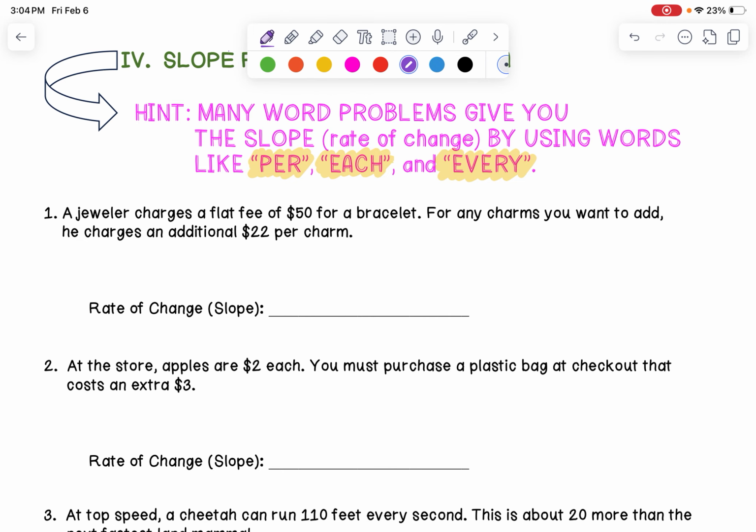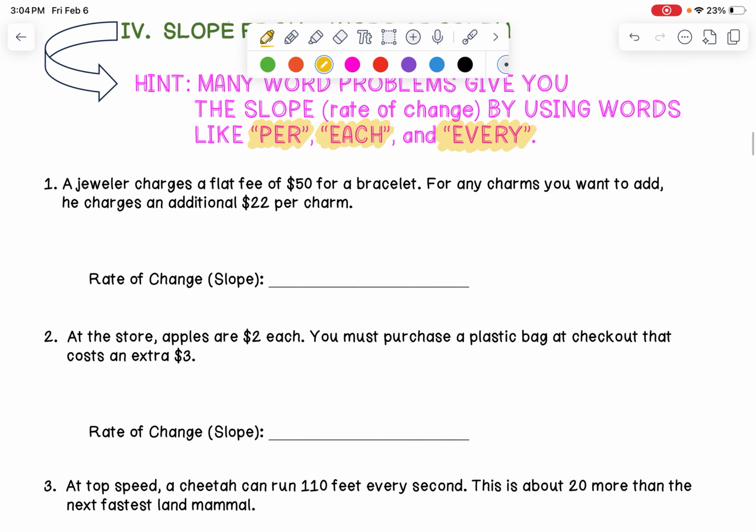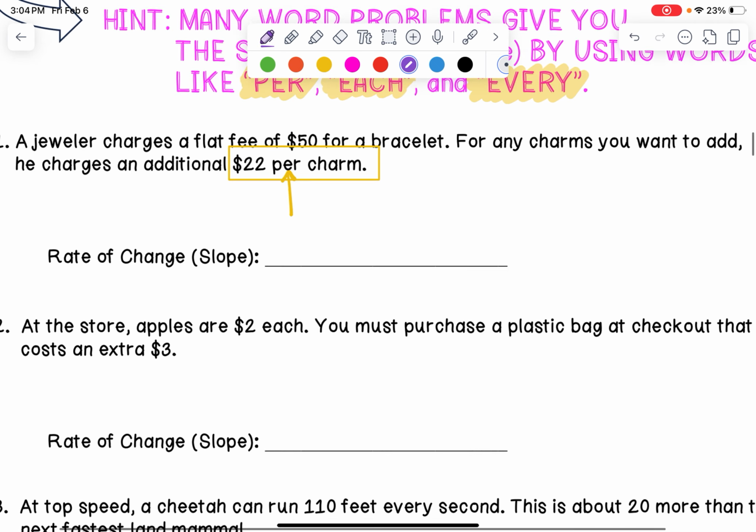So on number one, it says a jeweler charges a flat fee of $50 for a bracelet. For any charms you want to add, he charges an additional $22 per charm. Right, and there's our slope, right? Because there's our keyword per. So I know that our slope is talking about $22 per, or for every one charm.